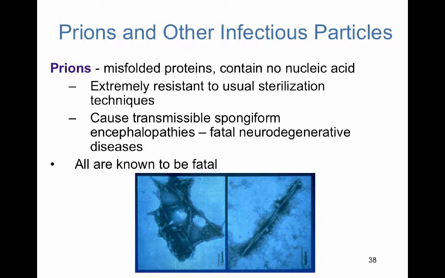A prion is literally just a protein. So just like a virus, it's acellular, but as far as the material that makes up a prion, it's literally just a misfolded protein. There's no nucleic acid, and these entities are extremely resistant to usual sterilization techniques, and they cause these awful neurodegenerative diseases.